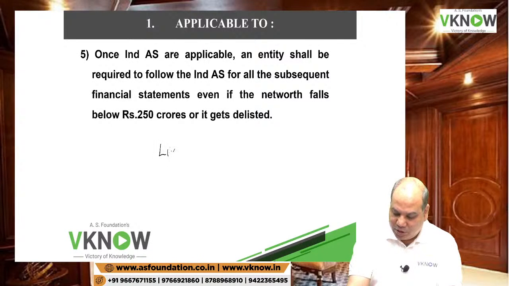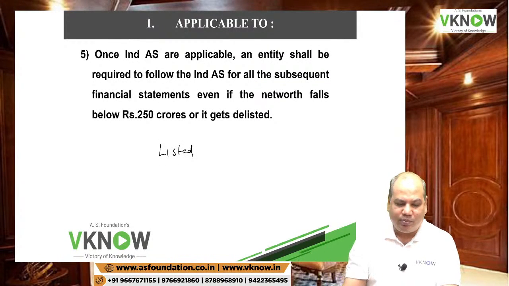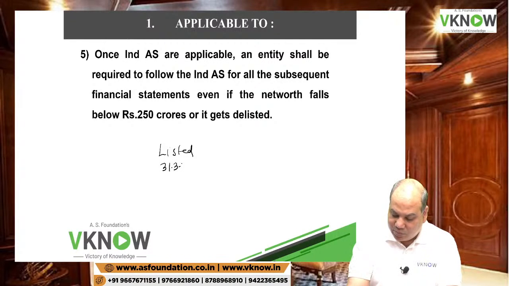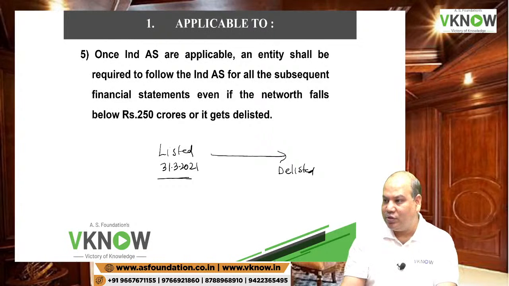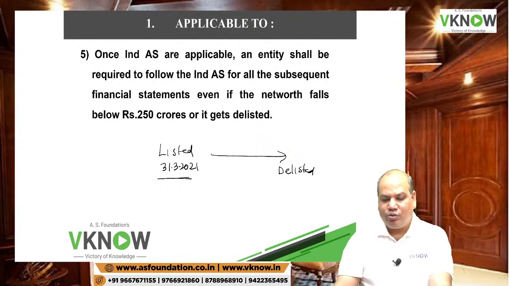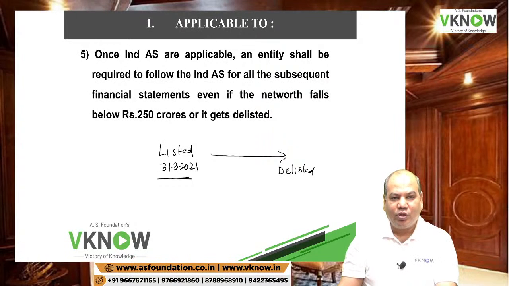Similarly, there are two ways in India a company has to apply Ind AS. It was a listed company till 31st March 2021, and now this company says we have got delisted. The company can get delisted. It can request the stock exchange, SEBI, and subject to the rules and regulations in India, a company can go for delisting. They don't want to remain a public listed company because so many compliances are there in a listed company.